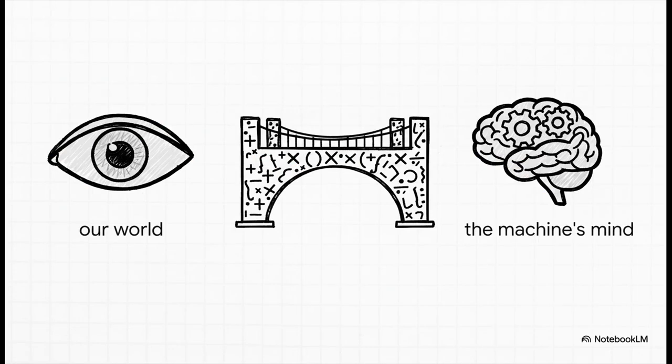And the only tool we really have for that translation, it's math. Math gives us the rules, the structure, and the language to let a machine find patterns, to make sense of all this complexity, and at the end of the day, to learn. It is the bridge between how we see the world and how a machine computes it.